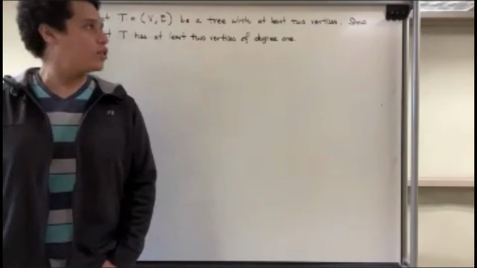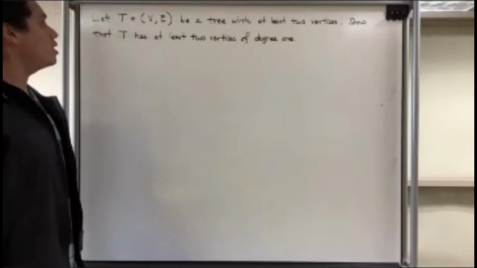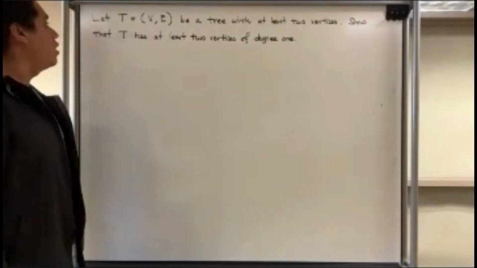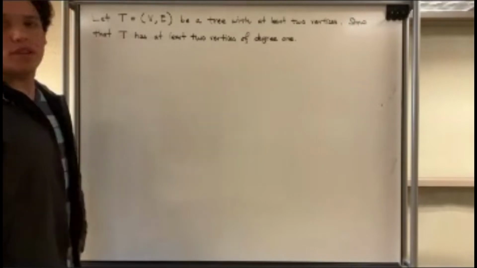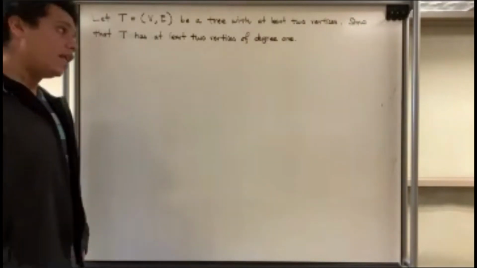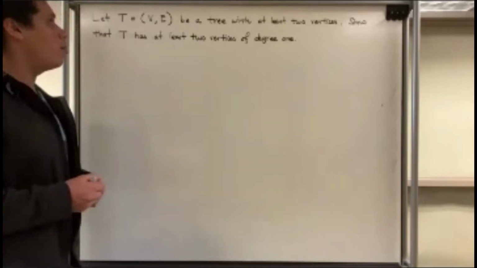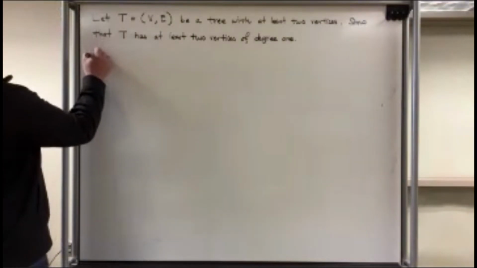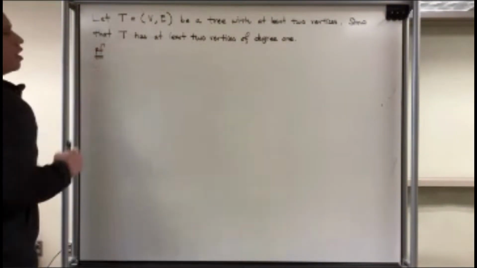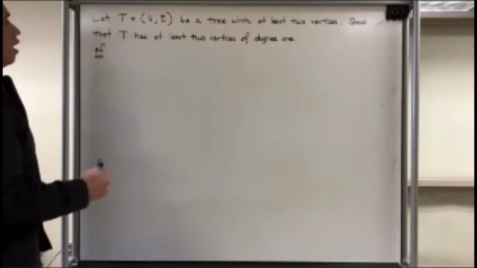Hello, once again. So this time I was presented with a problem on trees, specifically to demonstrate that on any tree with at least two vertices, there are at least two vertices of degree 1. So how can we go about this proof? Well, let's see some of the ideas that we're going to incorporate into the demonstration.